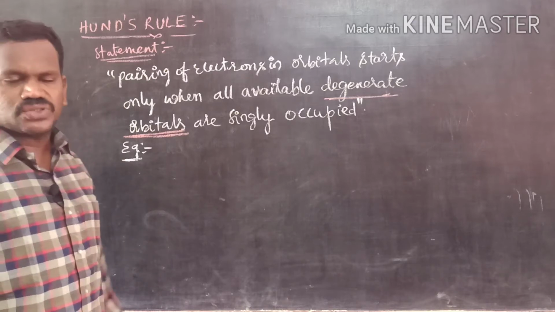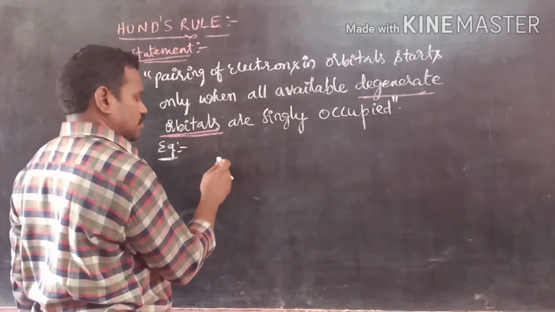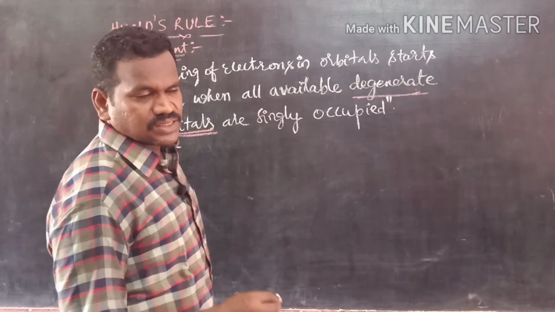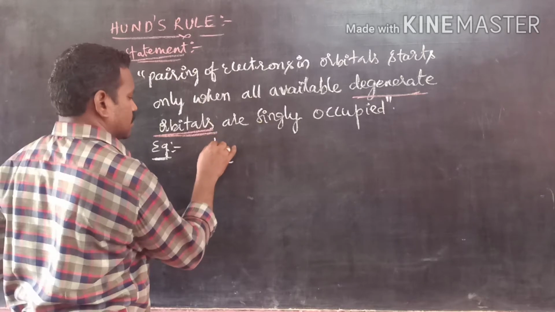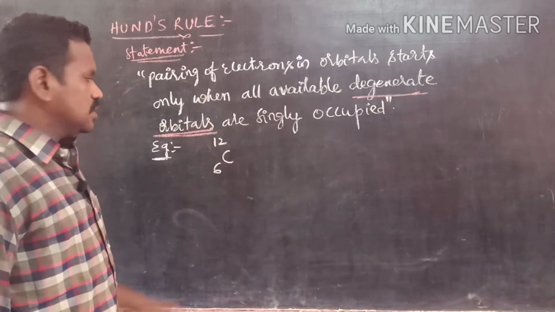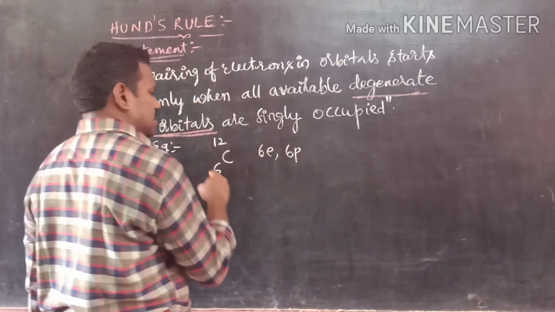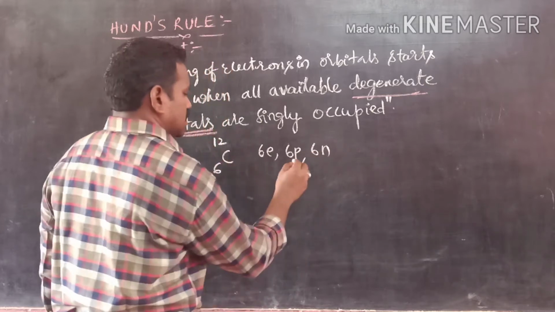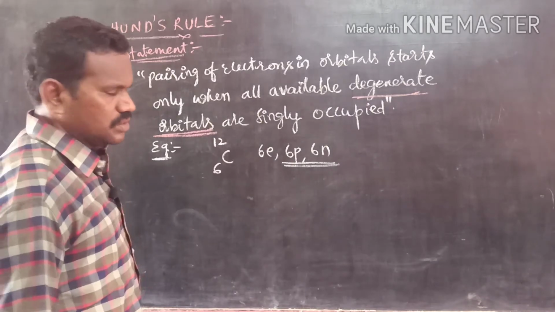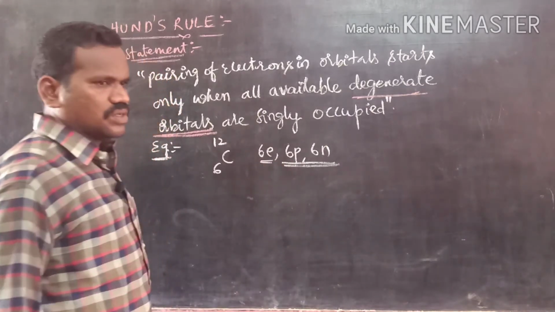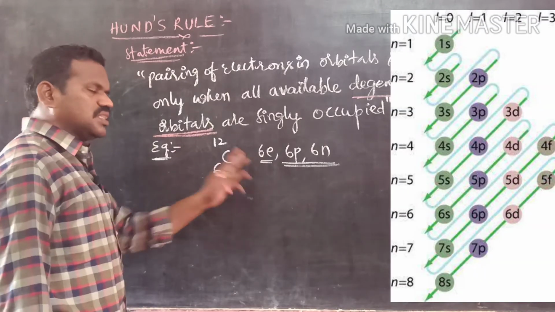To avoid that, we should write the electronic configuration of some elements. For example, let me write the electronic configuration of carbon. The general representation of carbon is C-12 with atomic number 6, as we already know. This contains 6 electrons, 6 protons, and 12 minus 6 neutrons. These 6 protons and 6 neutrons are present inside the nucleus. Very good. Now, what about these 6 electrons? As per the Aufbau principle, let us place all 6 electrons.